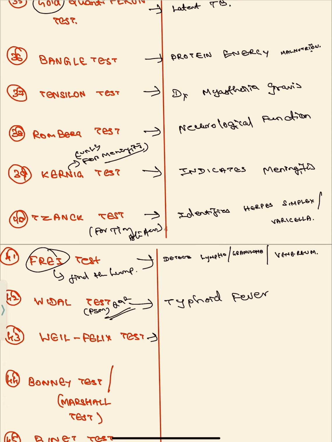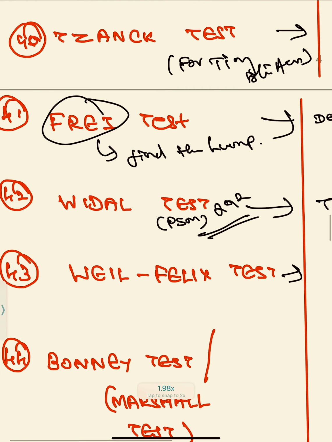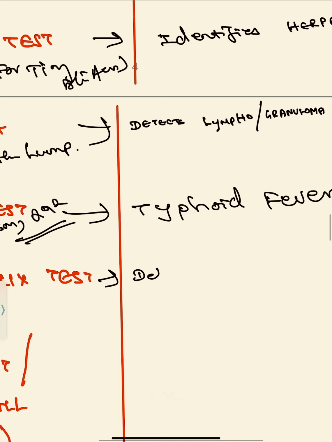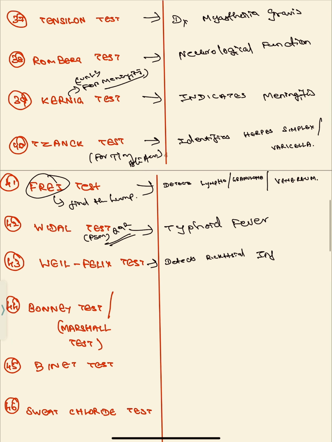Weil-Felix test detects rickettsial infections. What are the rickettsial infections? It's typhus. What is the Weil-Felix test for? Rickettsial infections. What is the infection, children? Typhus.